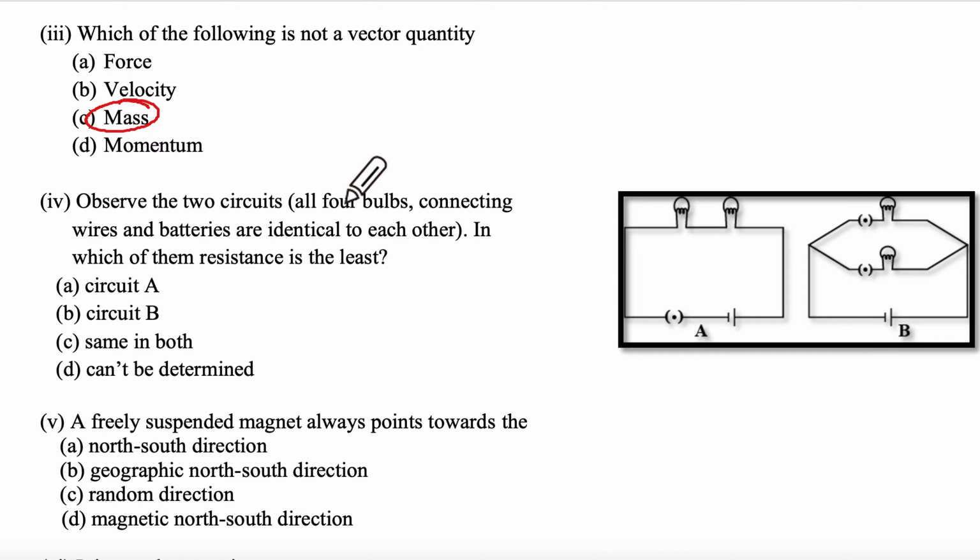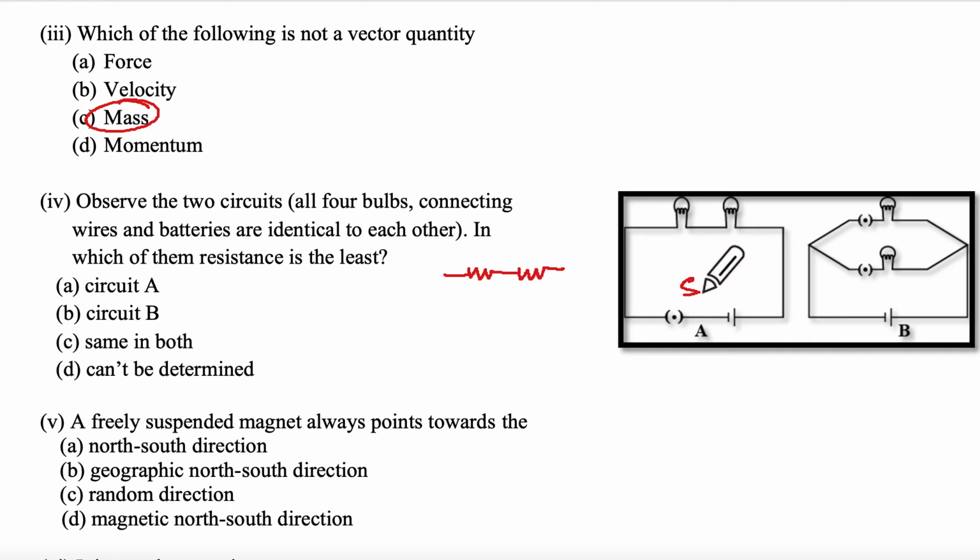Observe two circuits. 4 bulbs, connected wires, batteries are identical. In which of them is the resistance the least? Ma'am, it should be circuit B, right? In circuit B. Now the thing is that this part is not directly in your syllabus. I want you to see that these two bulbs are connected like this.